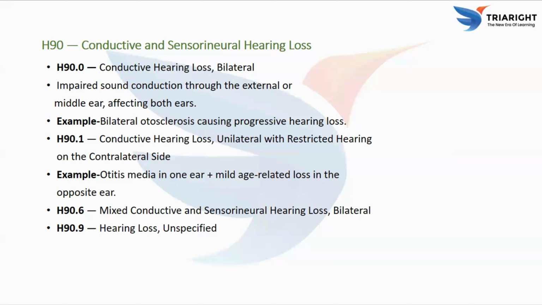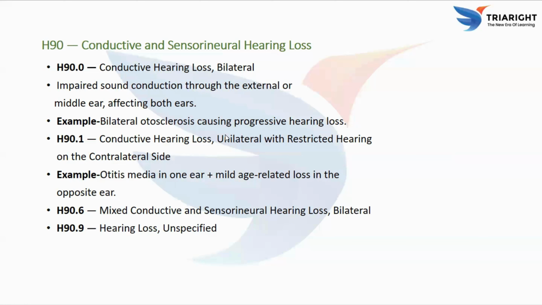So what are the causes of conductive hearing loss? Otosclerosis, chronic otitis media, middle ear effusion, eardrum perforation and also ossicular chain discontinuity. So what is the example? Bilateral otosclerosis causing progressive hearing loss. This is classic because otosclerosis often affects both stapes footplates.